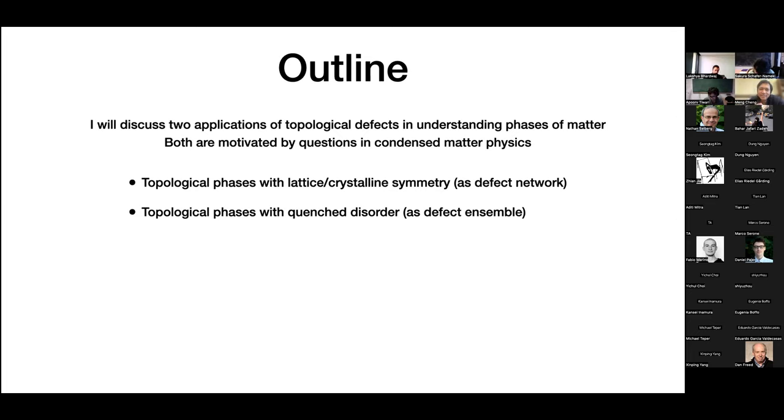As I mentioned in the beginning, this is more like applied generalized symmetry. So I'll discuss two applications of defects in understanding phases of matter. Both are at least motivated by questions in condensed matter. One of them is topological phases with lattice or crystalline symmetry, and the slogan is that we should think of them as a defect network, a static network of defects. And then there's topological phases with quenched disorder, and the slogan for this is that we should think of it as an ensemble of defects.